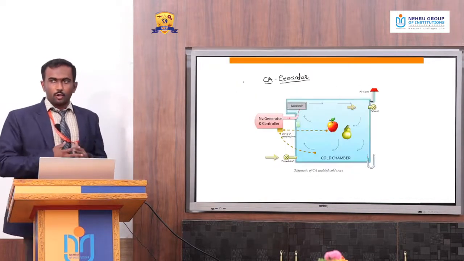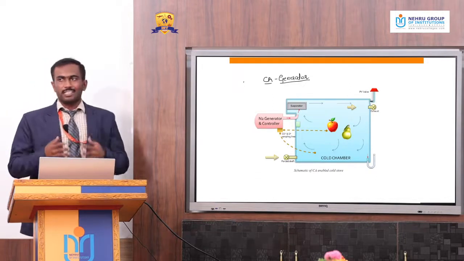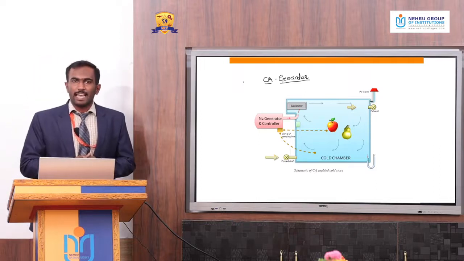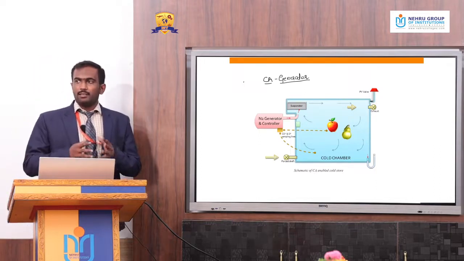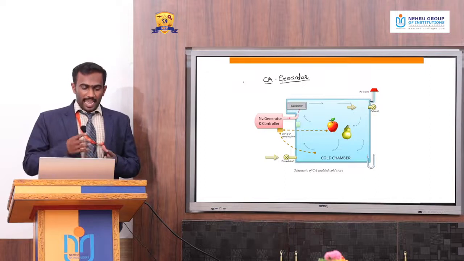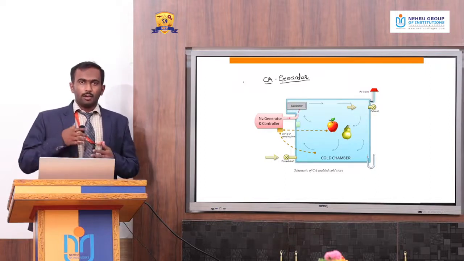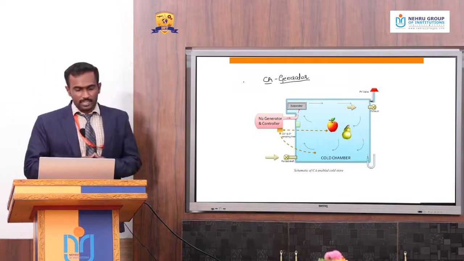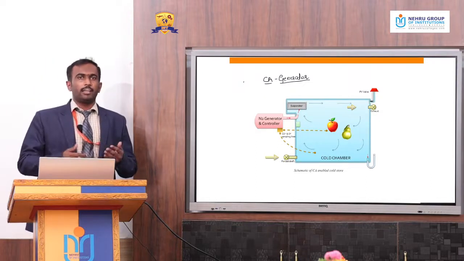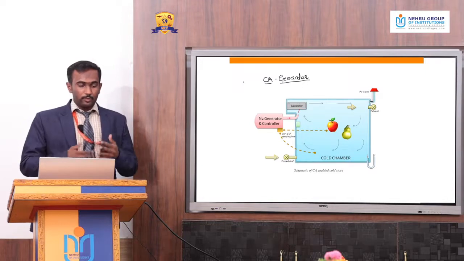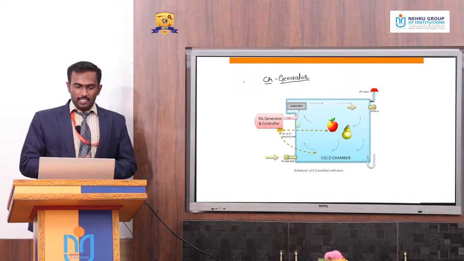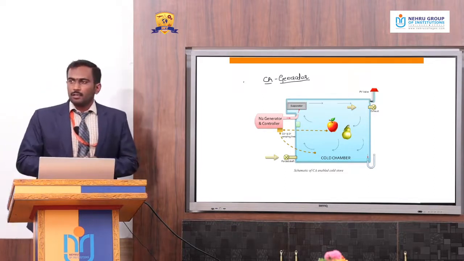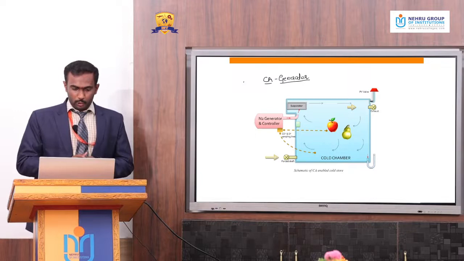Along with the cold storage, we may have different systems like the CA generator. As we all know, the atmosphere consists of different gases. Oxygen is the main gas which depletes the shelf life of the product. So we have to generate a controlled atmosphere such that the product will thrive and its shelf life will be increased. We replace the oxygen gas with nitrogen so that the microbial activity will be reduced.